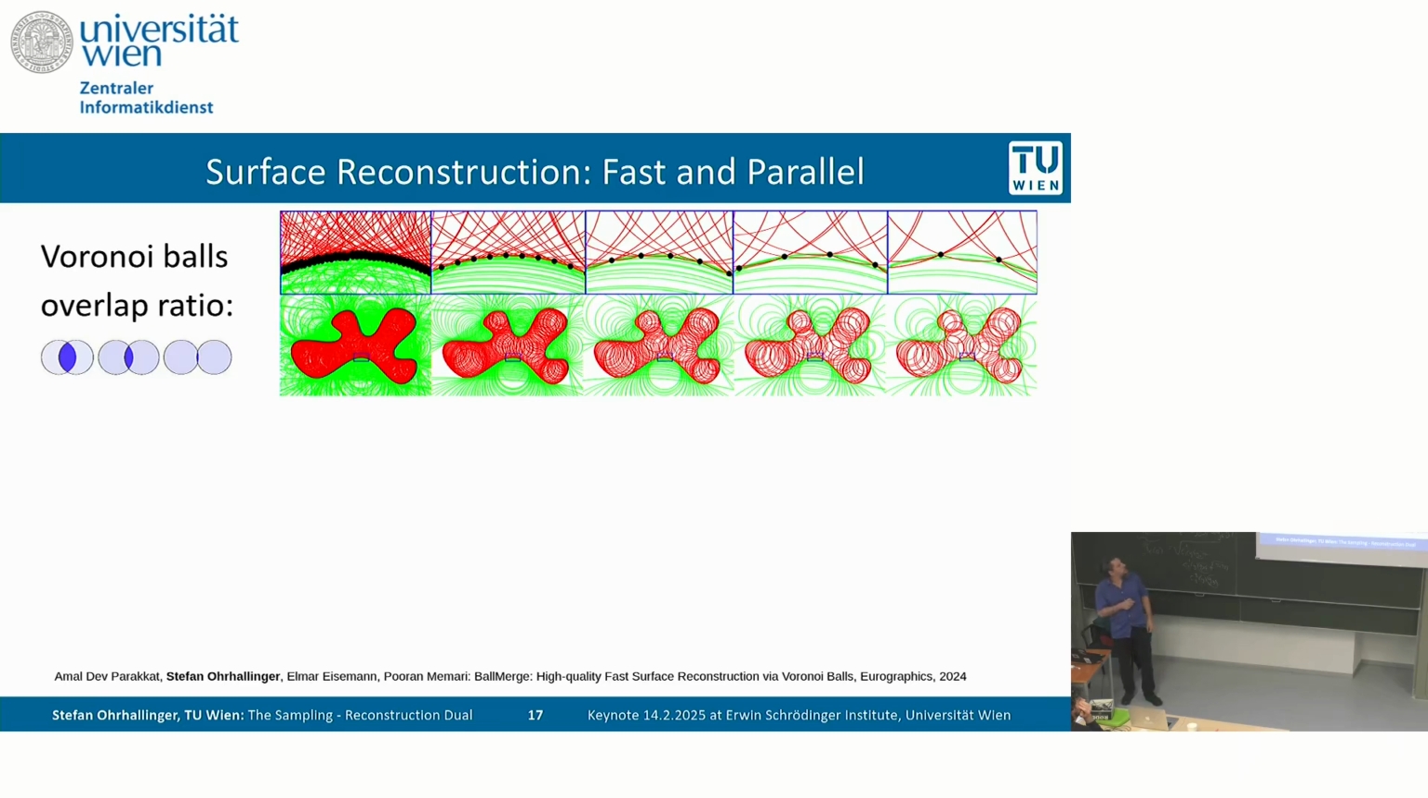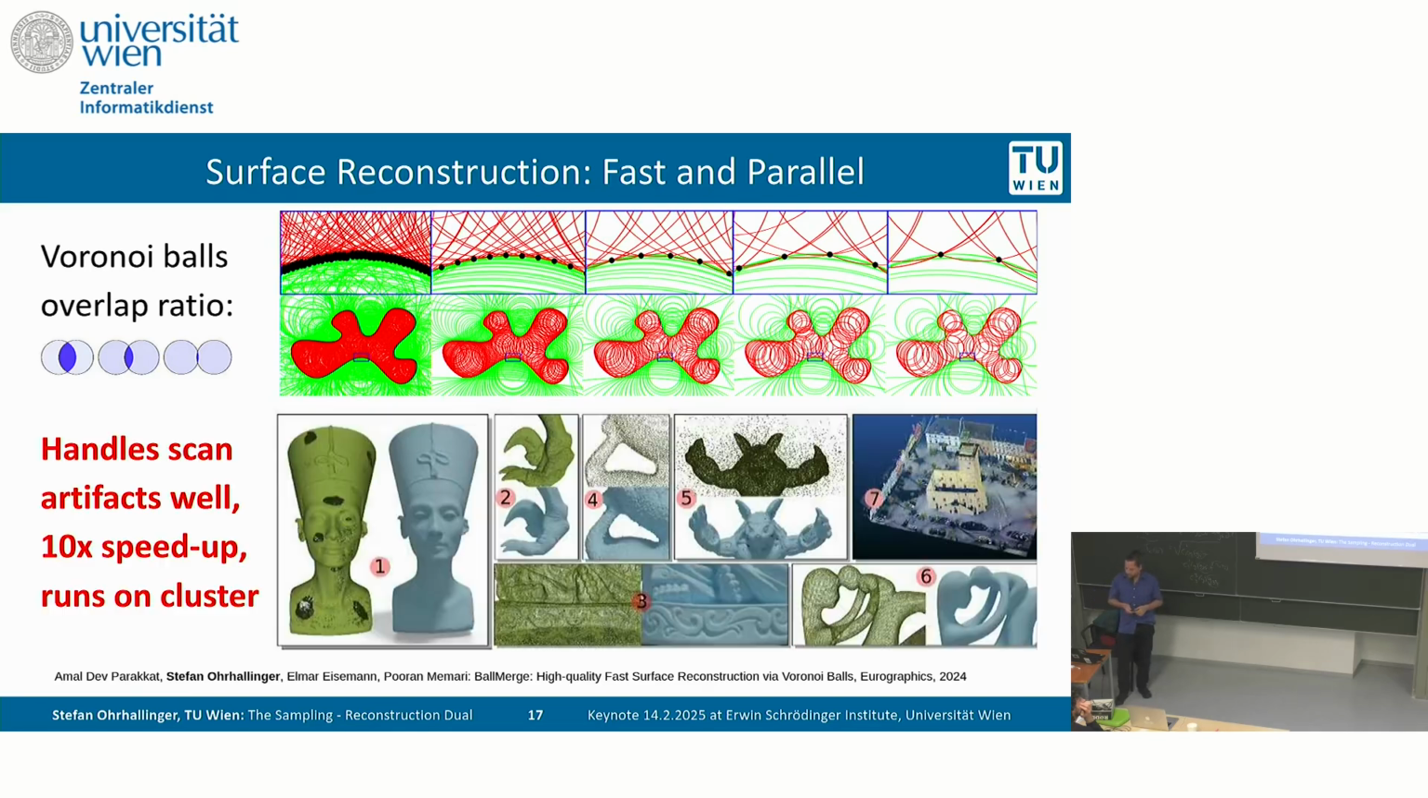What we do here, we look at the ratio of overlap. The balls can also be of different size, and then we fix a value, and then we get very good results. So missing data, sharp features, noise, outliers, and scans and handles, as you can see.